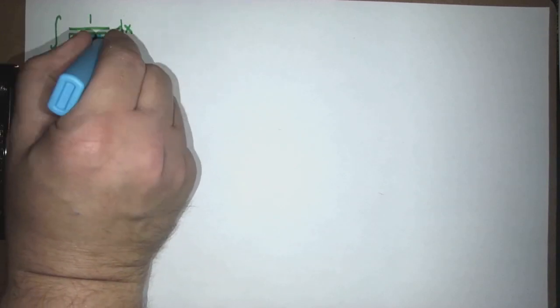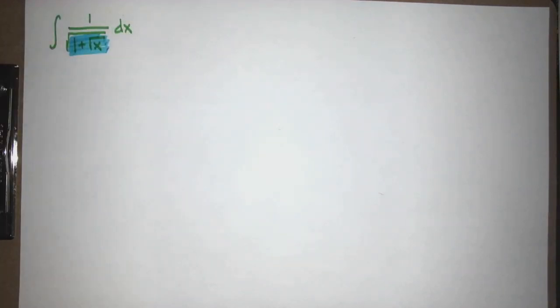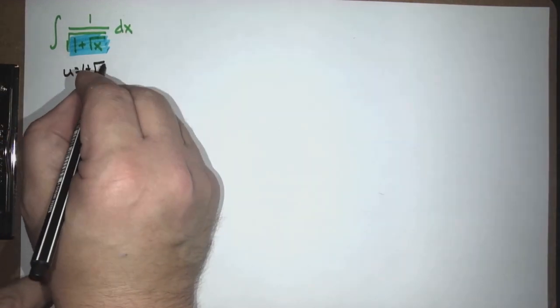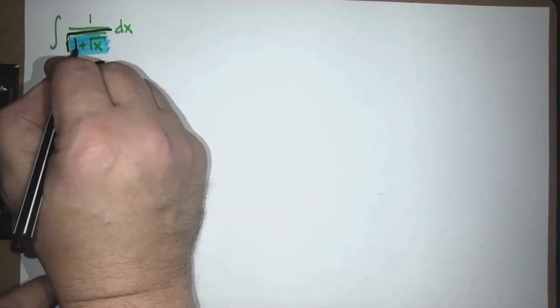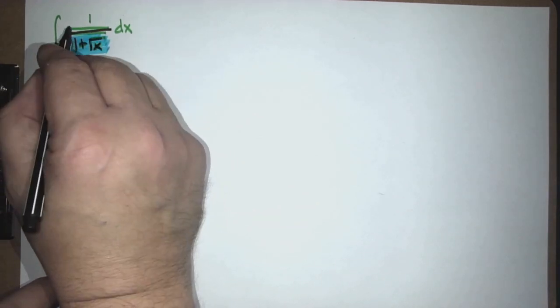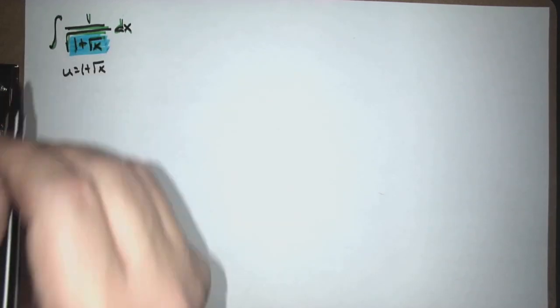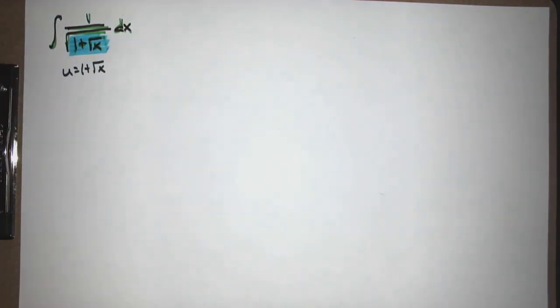Sure. This 1 plus square root of x, it's all on the inside. Let's choose that as our substitution. Let's see what happens. So we're going to let u equal 1 plus square root of x. And I know that I've made that much harder to see. There we go. Nice. Now it's easier to see. All right. So there's our u.